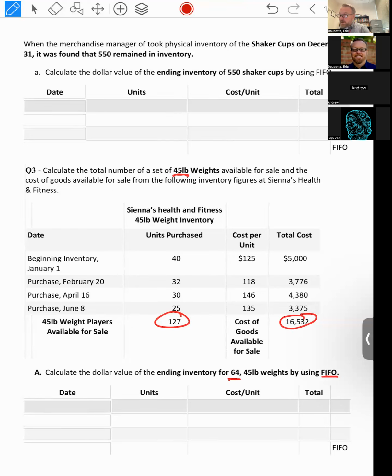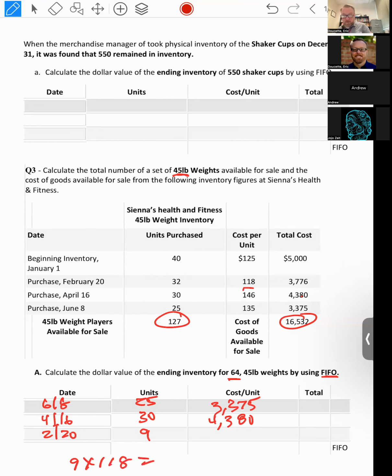That means the 25 on June 8th, 6/8, I had 25 still there because they were the most recent ones I put in. That's 25 of the 64. Then on April 16th, I also had 30. So how much does that equal? That's 55. So I need 9 more from February 20th. So again, the cost of these units were $3,375. The cost of those were $4,380, and then 9 times 118.